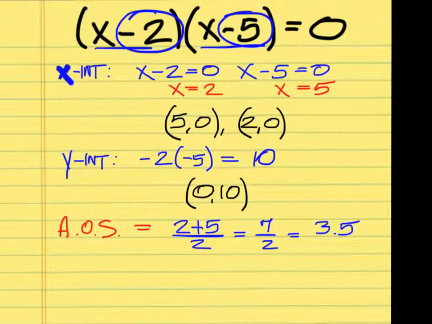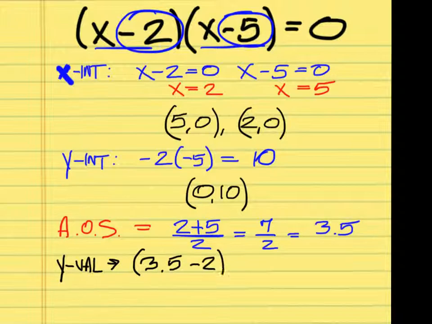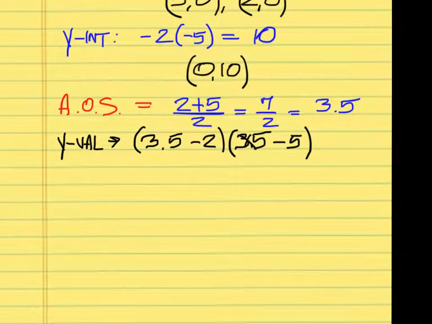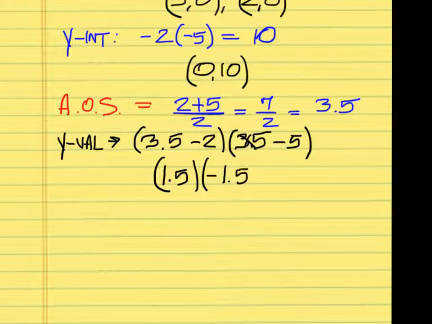Now you need the y value. The y value comes up when you do the following. You plug in 3.5 in for x and evaluate. That should be a 3.5 minus 2, and 3.5 minus 5. 3.5 minus 2 is 1.5, and 3.5 minus 5 is a negative 1.5.